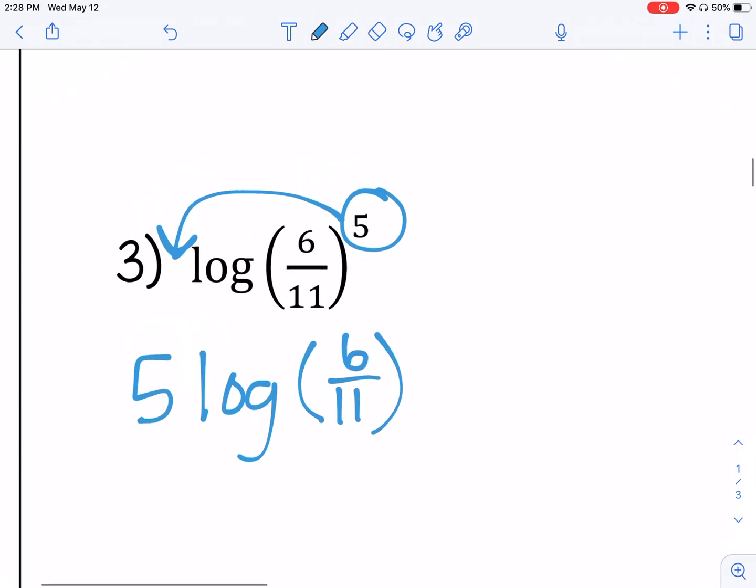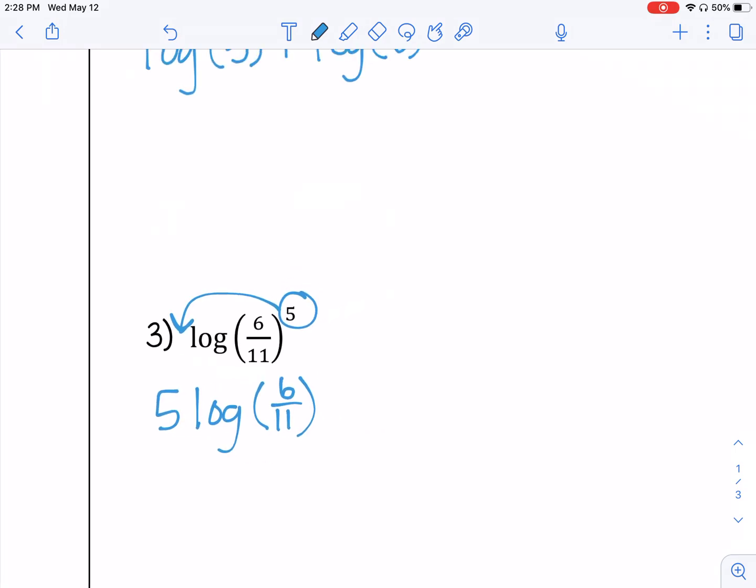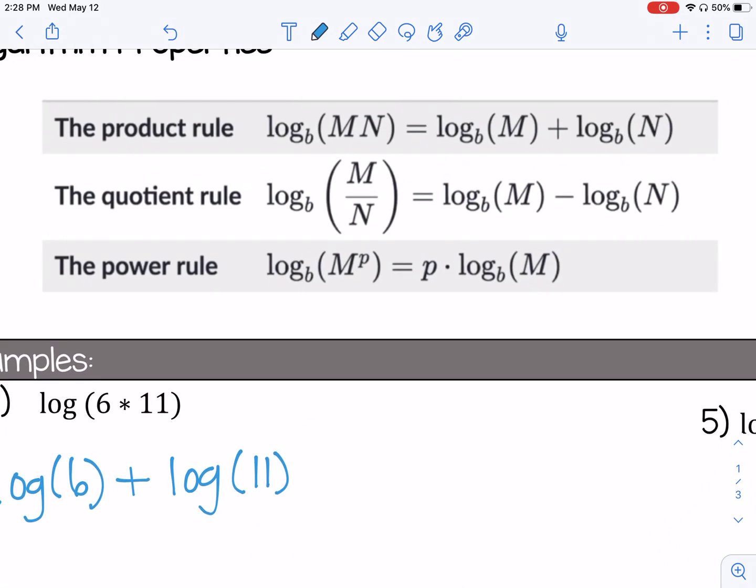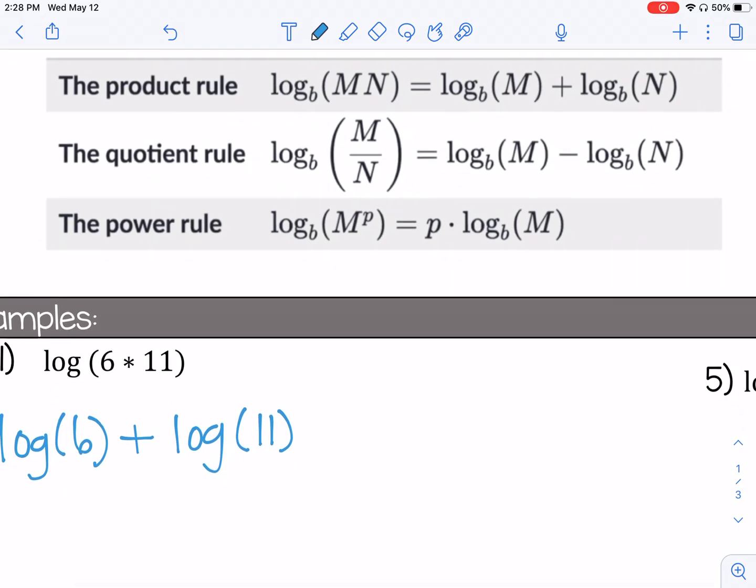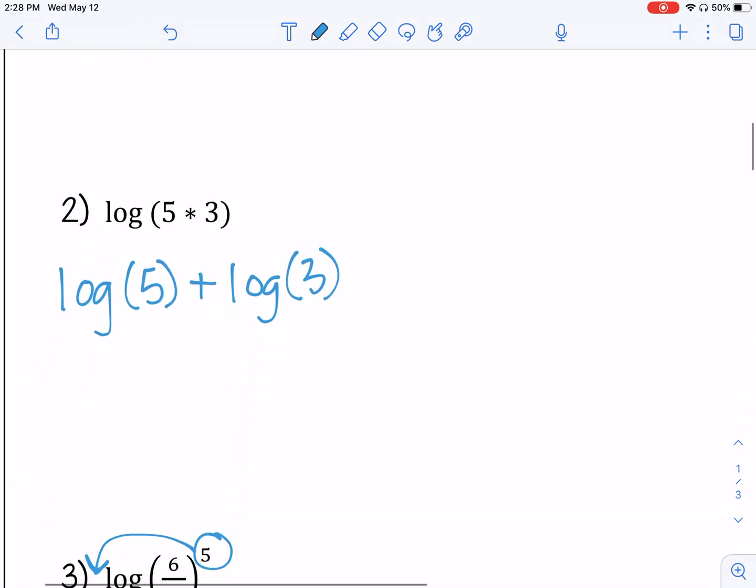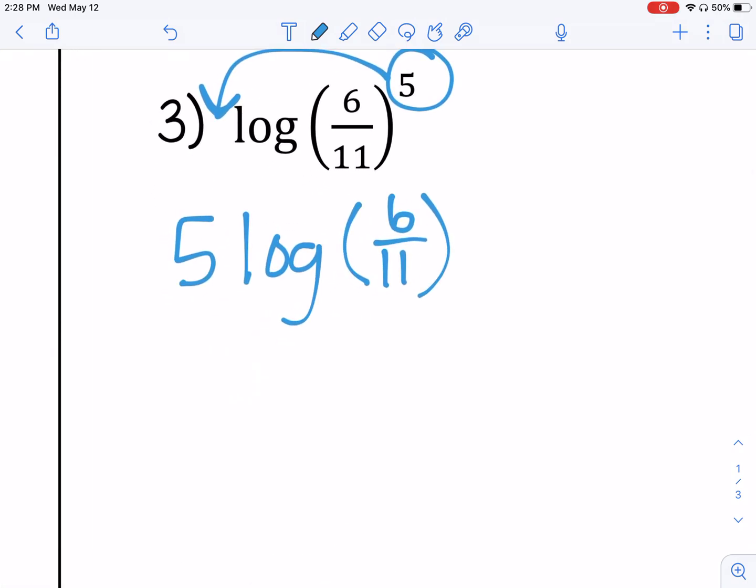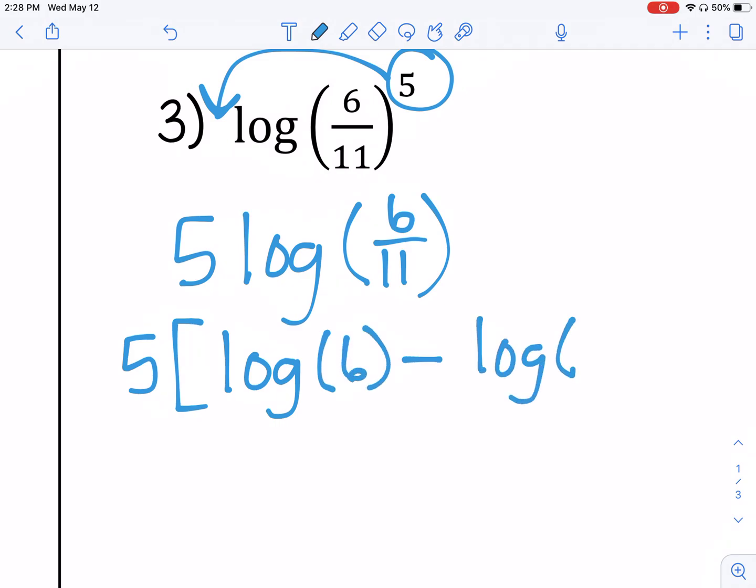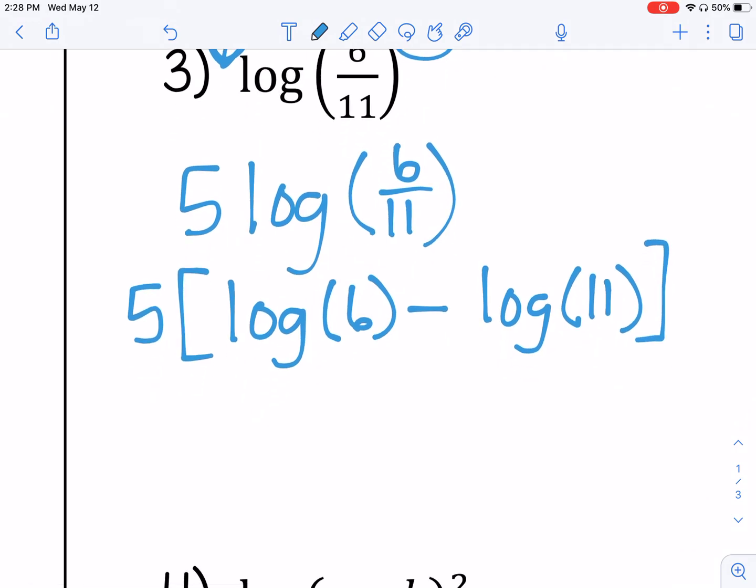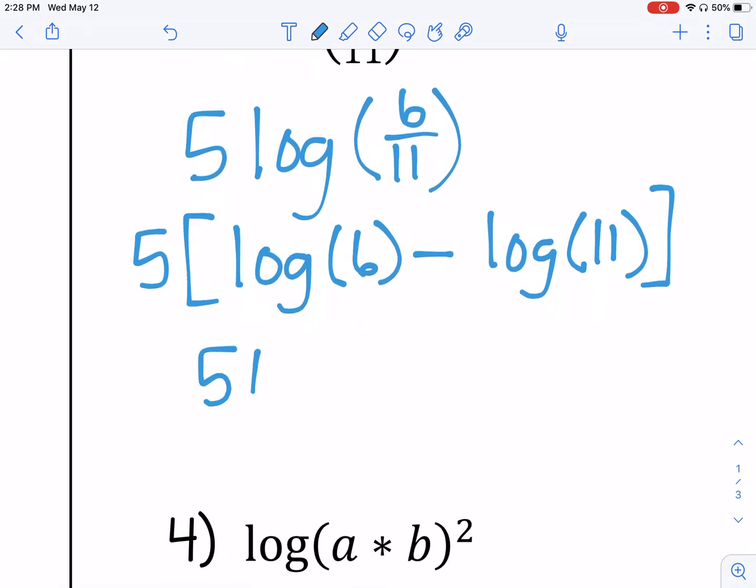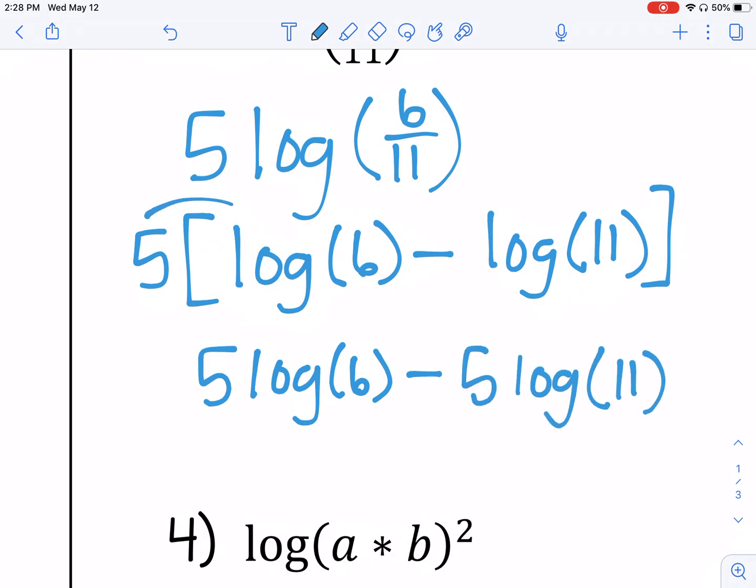And then the division rule says that when you have things being divided, you actually subtract them. You break them up with the log attached to each of them, and you subtract. So we'll leave this 5 out front all by itself for now. And we have the log of 6 minus the log of 11. Okay, and then one more step, we're going to distribute this 5. This 5 goes to this one, and it goes to this one. All right, we distribute it on in there.